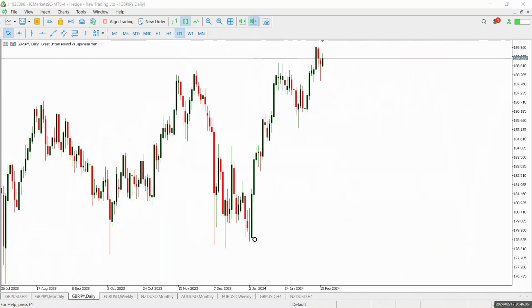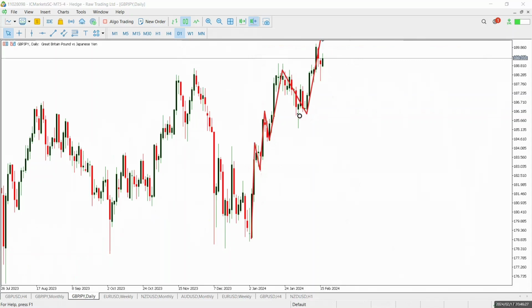So what is the structure? We can see price make push, exhaustion, push, exhaustion, push, exhaustion, push. So the monthly, weekly, and daily all point price towards one direction, and without any iota of doubt, price is clearly bullish.